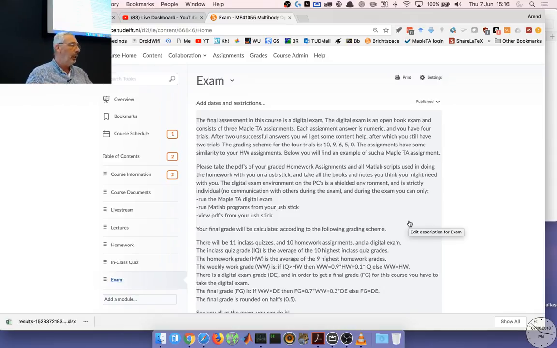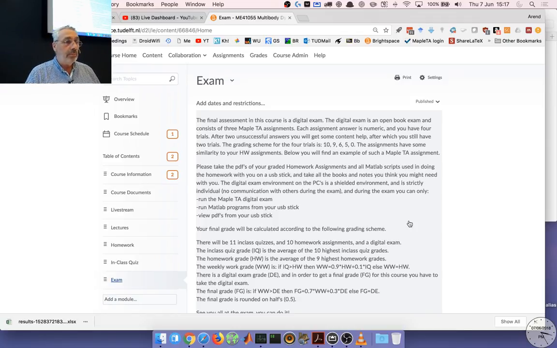It means there is a digital exam and you have 3 hours and you get 3 problems. And the problems look a lot like your homework problems. And then it's in MapleTA, you have to give a numeric answer. And you can use all your homework stuff on your USB stick. You can take all the books you want with you. It's individual, you cannot communicate with each other, but you can take all the stuff you want. MATLAB files, Python files, I'll make sure Python runs.